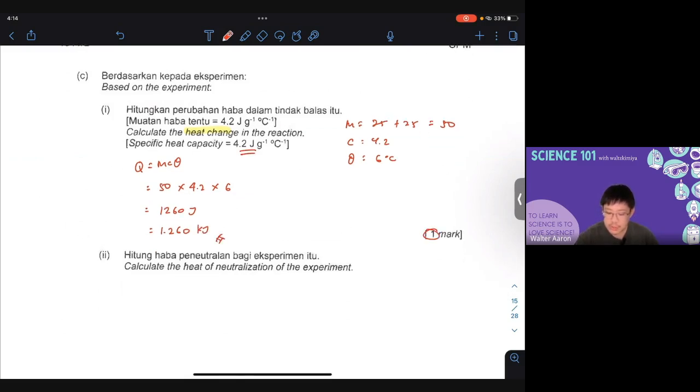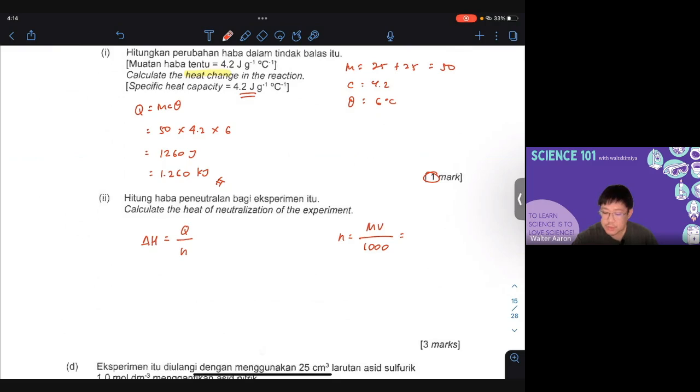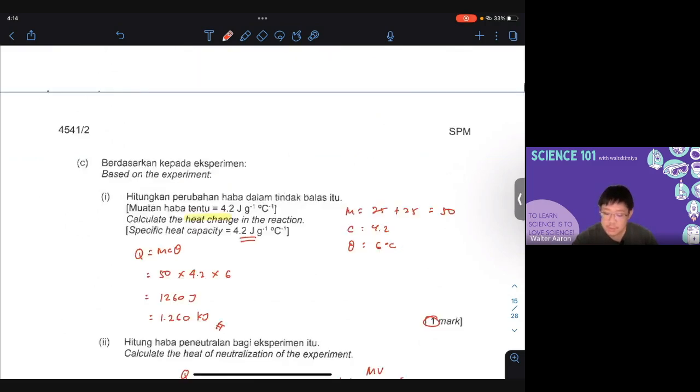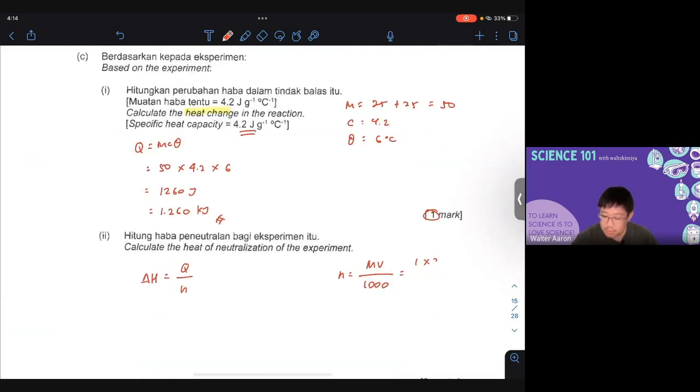for delta H. Then they ask you to calculate the heat of neutralization, right? So you find out the number of moles first, because the formula is delta H is equivalent to Q over n. So n over here, you can just pick any of the solutions and use the formula MV over 1,000. So M was 1, if I'm not mistaken, yeah, it's 1, and V is 25. So 1 times 25 divided by 1,000. That would be 0.025 mole. Yep, correct, 0.025 mole.